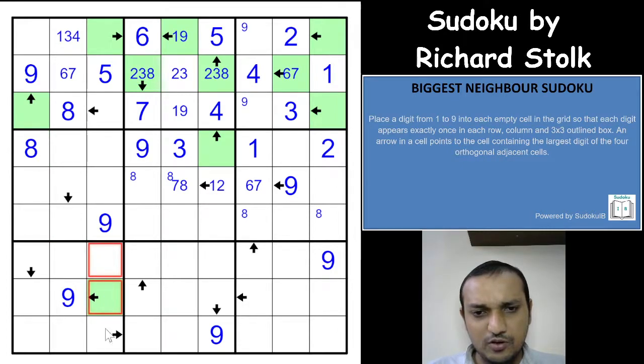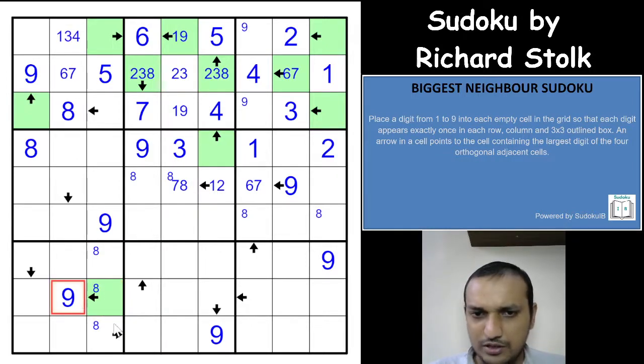8 would have to be in one of these 3 cells, right? 8 can be here because it is pointed by the arrow. 8 can be here because again pointed by the arrow 9. If 8 is here, this would have to be 9. So this cannot be an 8. Okay. Eight cannot be in any of these 3 cells. 8 cannot be here because then you cannot have a 9 here.